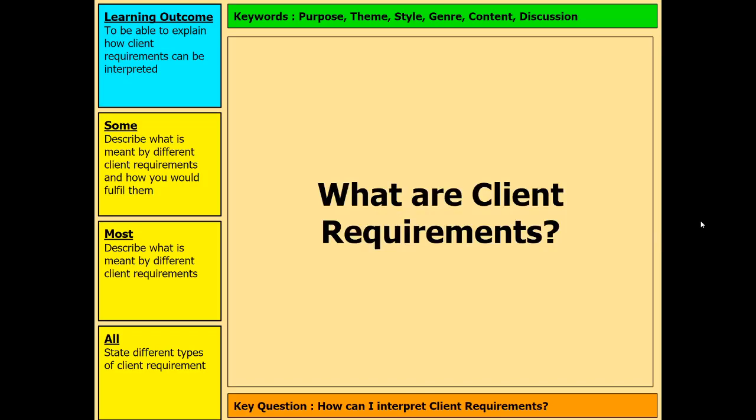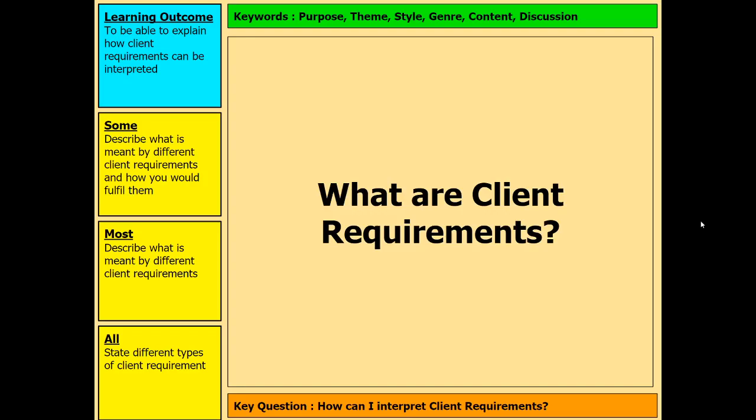So client requirements are basically what you need to do. When we're thinking about creating a piece of creative media, the client requirements will basically be telling you what you need to do: the purpose of the product, the theme of it, the style of it, the genre of it, the content of it. So basically it will be telling you exactly what's needed, how you need to be creating it, the requirements, the rules which they're giving you in place to create the piece of media.